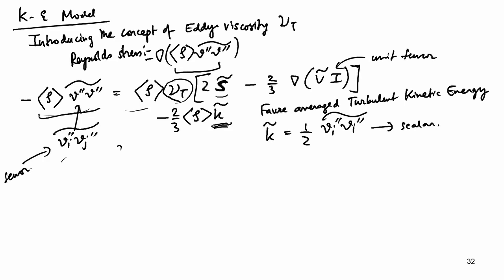Now, before that we can write down nu t as essentially C mu times k tilde squared by mean epsilon, where the value of C mu is typically taken to be about 0.09. Okay. So, you see that we then have two terms in nu t itself, and this whole thing goes into the averaged Navier-Stokes equation. So, essentially you get two more terms, that is k and epsilon.